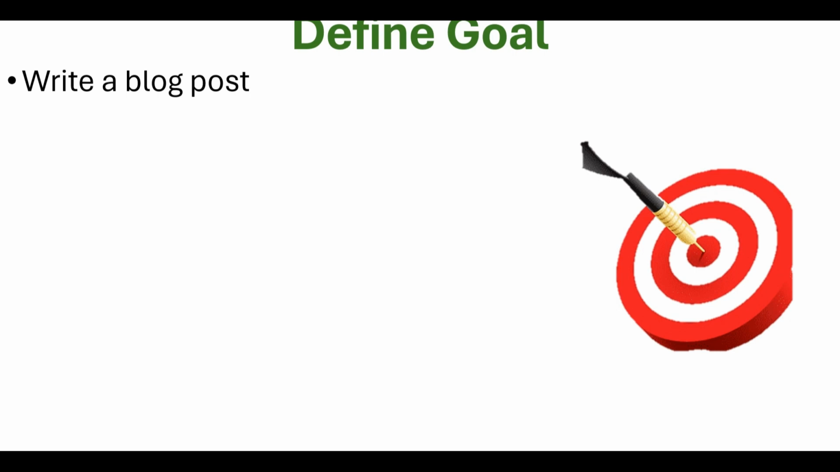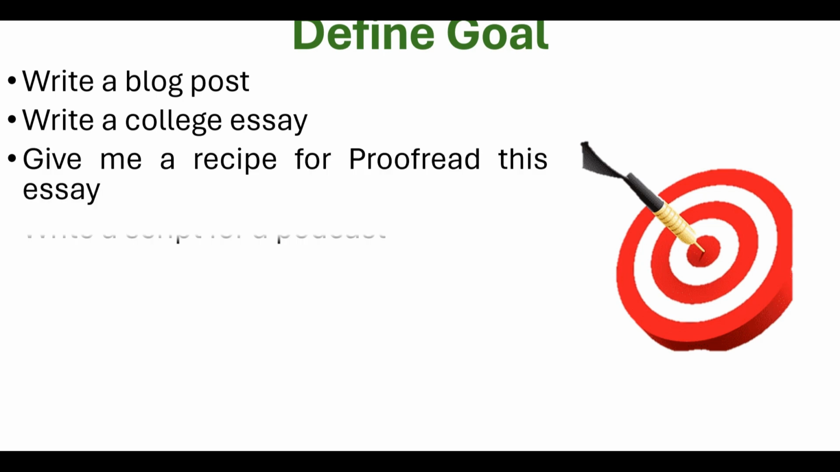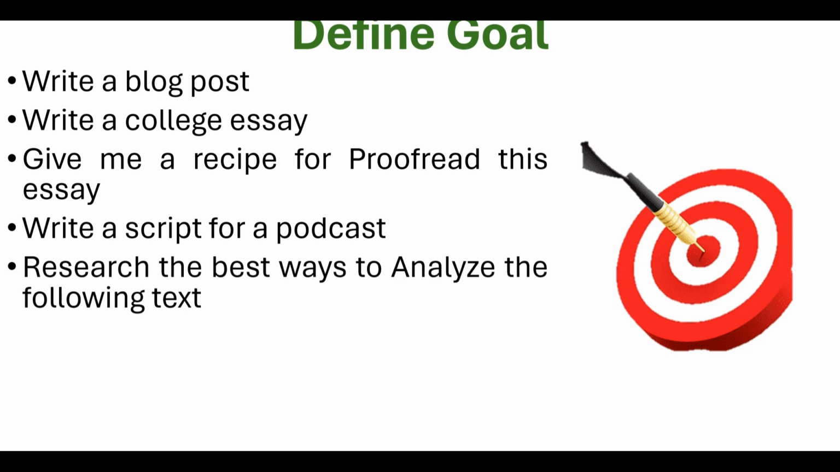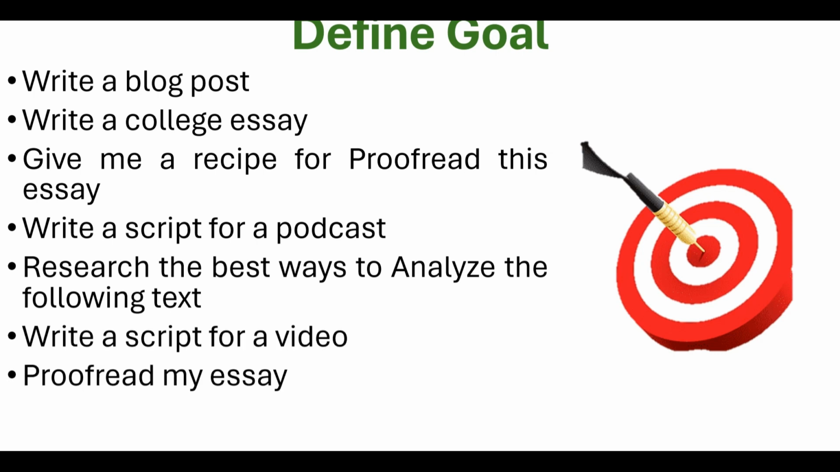Then the second step is to define the goal, what you require. It can be a blog post. So first you have to decide the role, and then you have to define the goal. These are different goals: write a college essay, give me a recipe, proofread this essay, write a script for a podcast, research the best ways to analyze the following text, write a script of the video. These are some goals of the role which you are going to act.